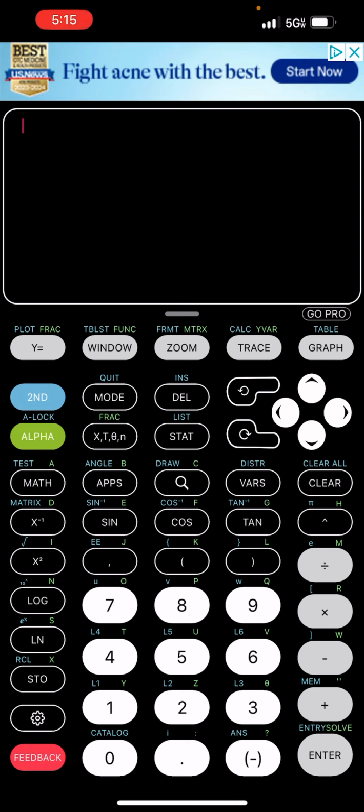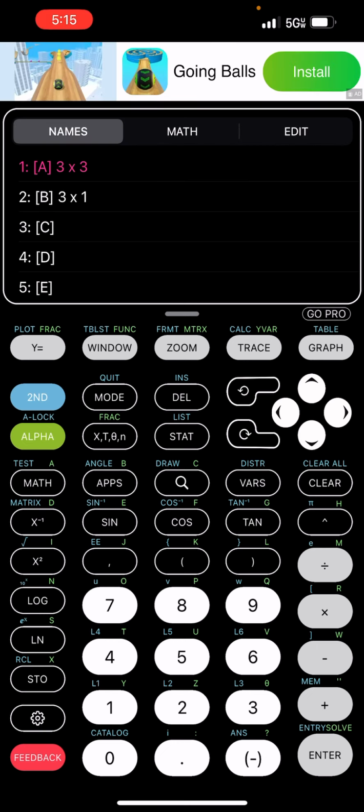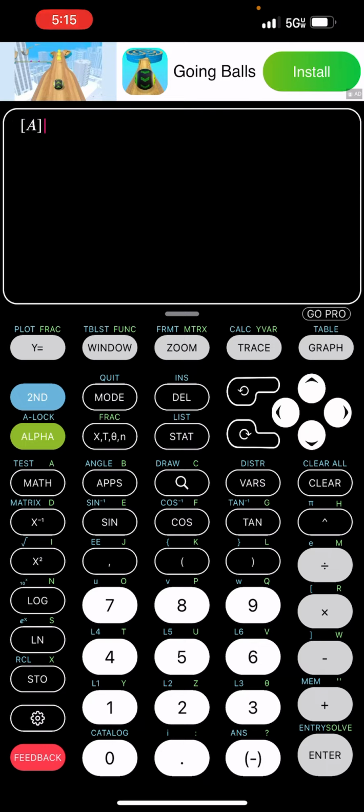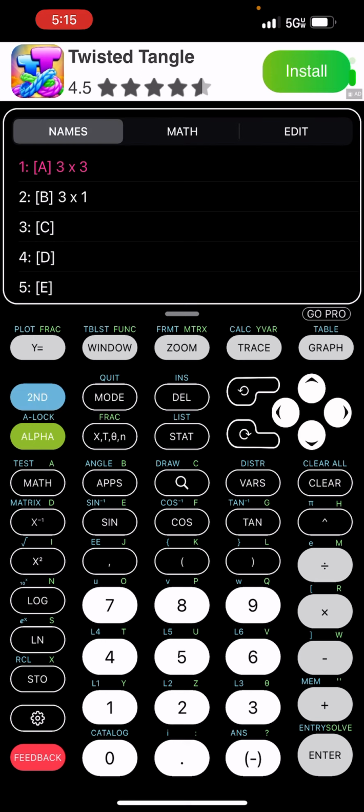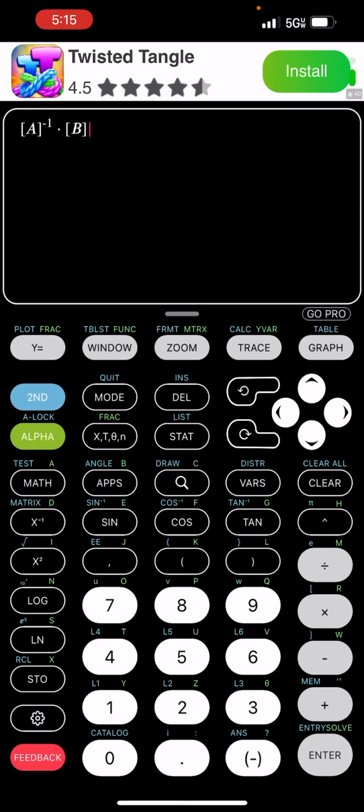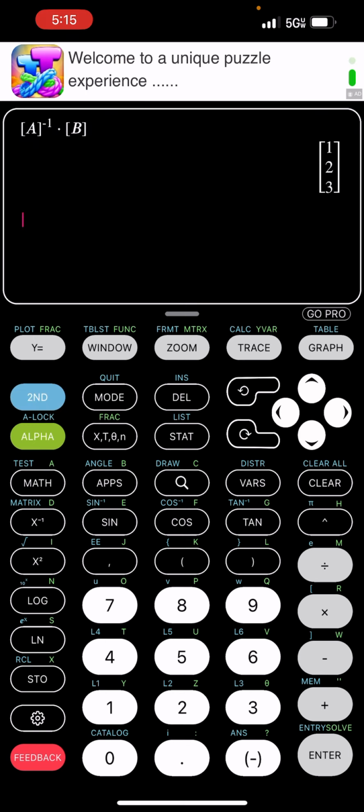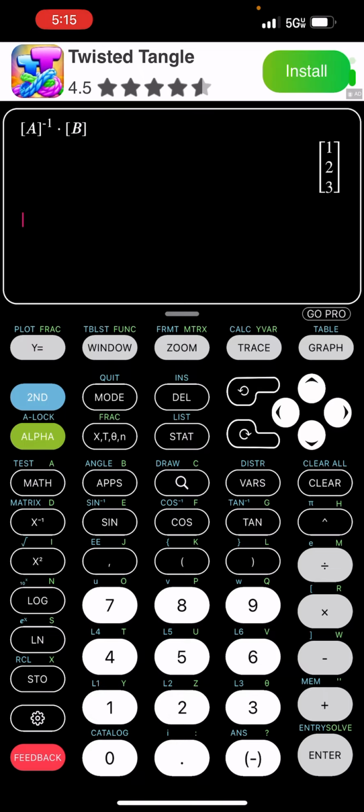The process of solving for our variable matrix is pretty straightforward. We're going to go second X inverse. This time we're not going to go to edit. We're going to stay at names, and we're going to choose matrix A. We're going to press the X inverse button on its own, and we're going to multiply that by matrix B. We press enter, and it gives us 1, 2, and 3.